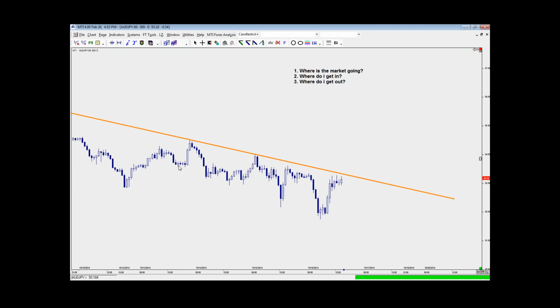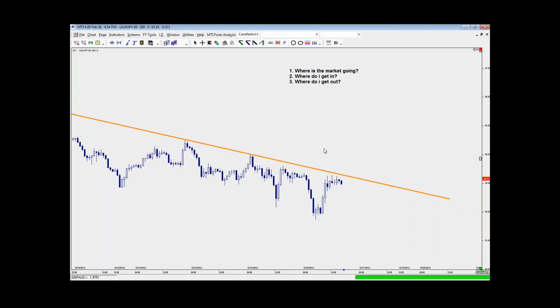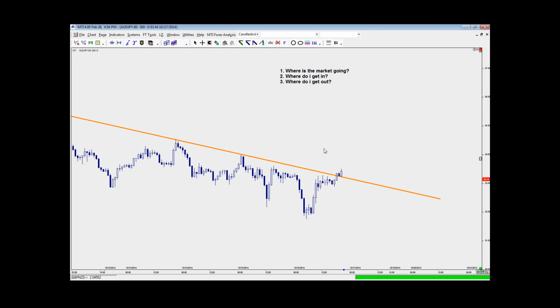Now, notice the market comes up, and the market hits my orange line. You see that? But it doesn't go through it. The market rallies down, it rallies back up, it hits my orange line, my counter trend line, and it rallies back down. You see that? But notice that the market hasn't broken through yet. But the moment the market breaks my counter trend line, that is now my indicator that the market will likely start going into an uptrend.